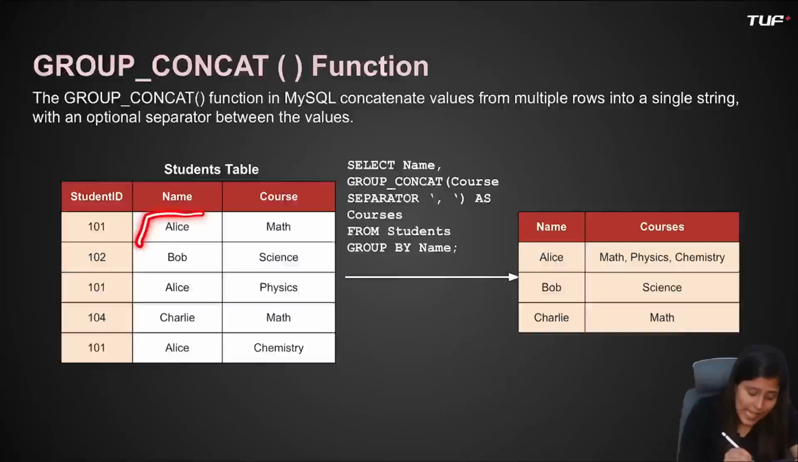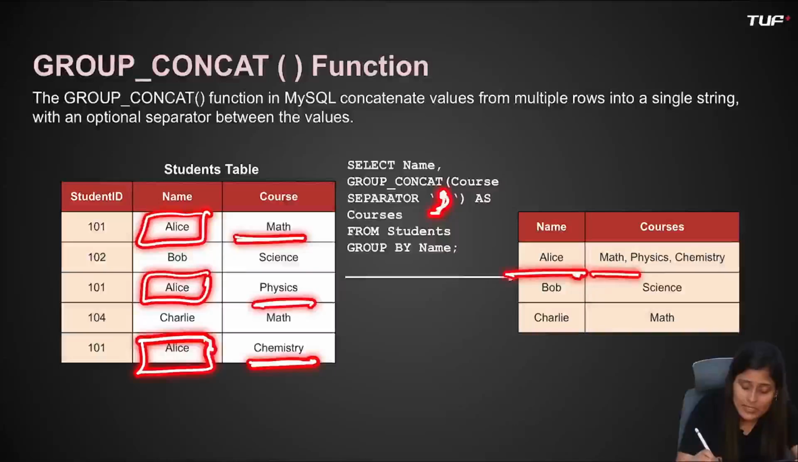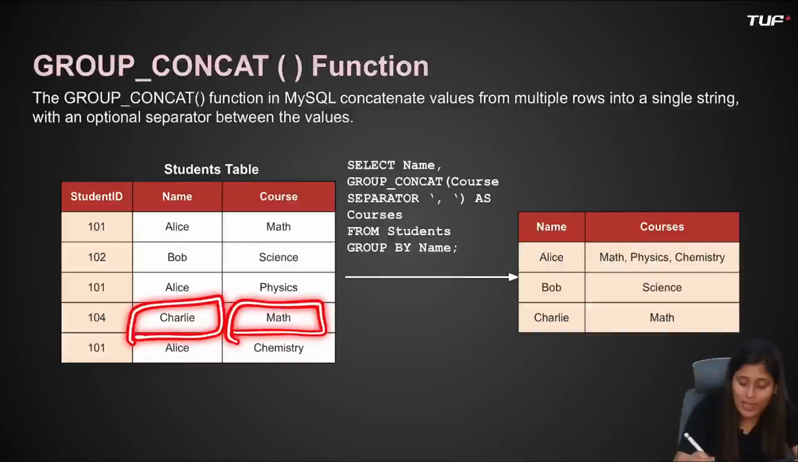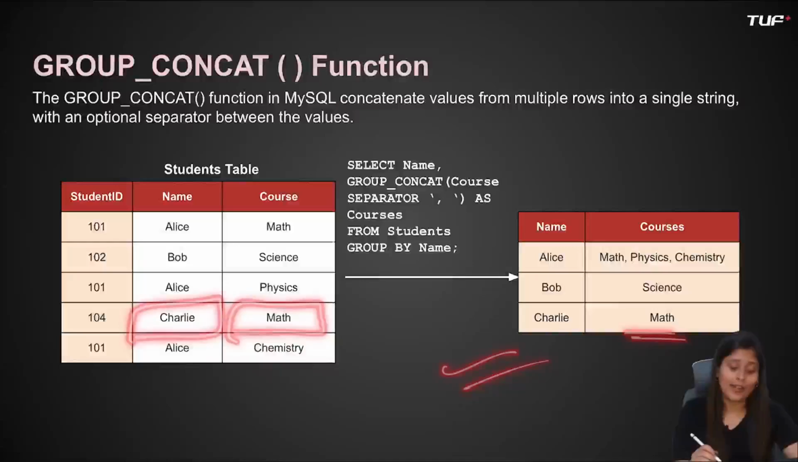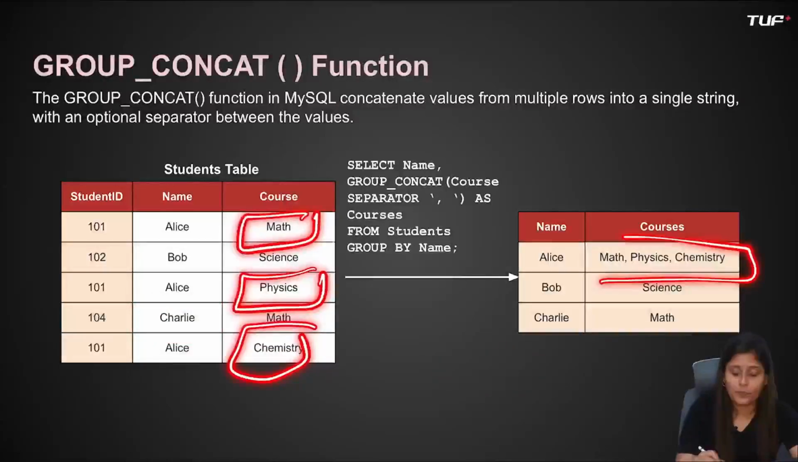So here you can see Alice, Alice and Alice, three times Alice is there, right? Whatever the values of the courses for Alice are, we will concat them with a comma. So for Alice you can see maths, physics and chemistry, separated with the comma separator. For Bob we have a single value, so science will be saved. For Charlie we have a single value, so math will be saved. This is what concat does. It actually saves multiple rows' values in a single row.